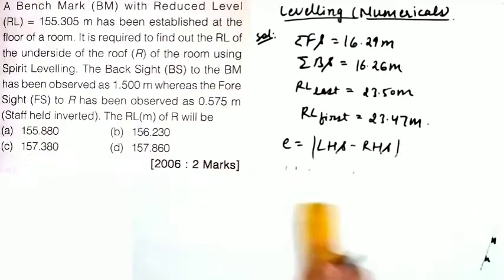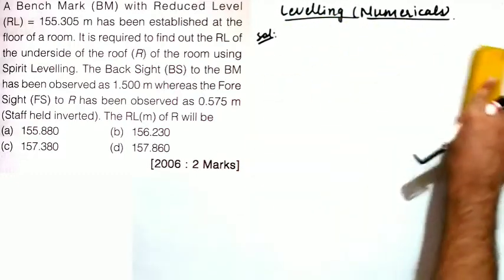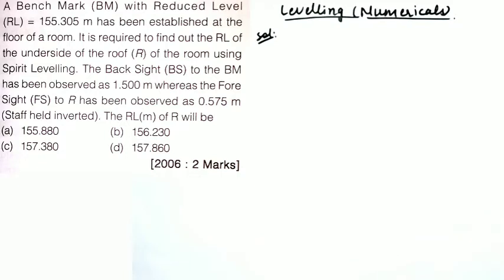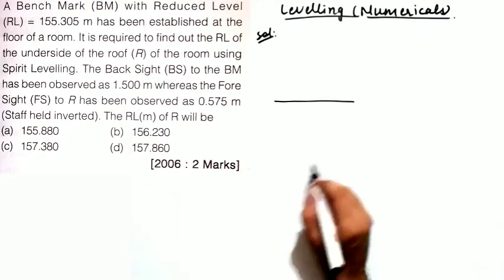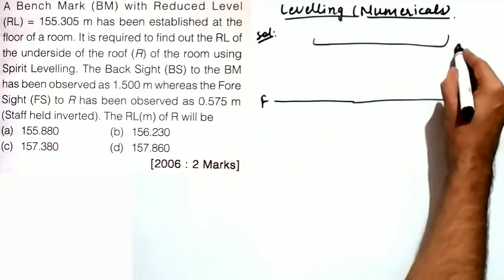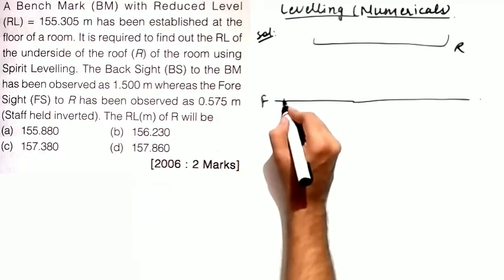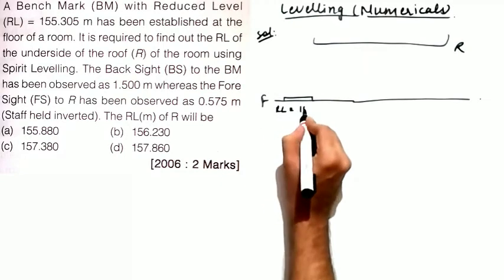The next question is related to inverted leveling, inverted staff, in which you place the staff in an inverted fashion and you take the reading of foresight or intermediate sight as negative. The question says that a benchmark with reduced level has been established at the floor of a room. Suppose this is the floor F of a room and this is the roof R. The reduced level of the benchmark set on the floor is 155.305 meters.